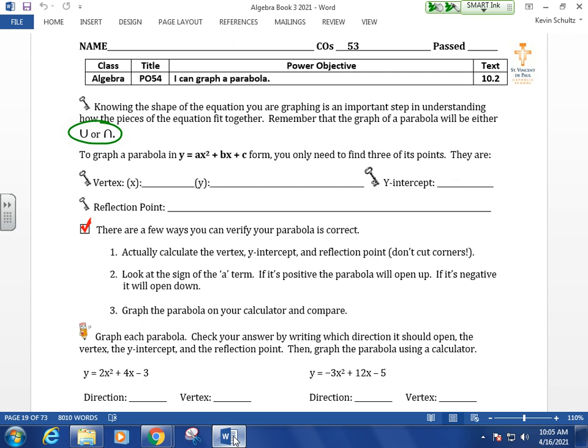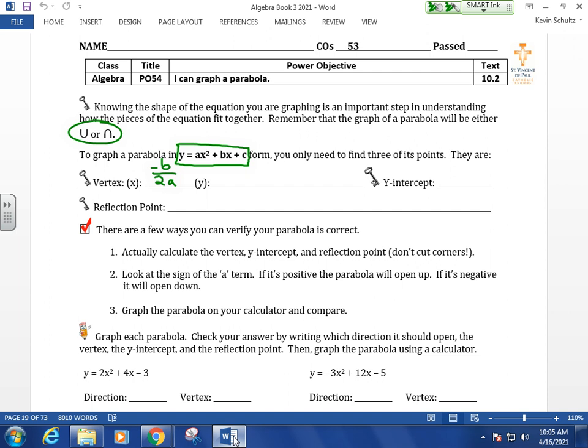So it's important to note that parabolas are in standard form, the same standard form we've been working with in PO49 and PO50 with factoring: y equals ax squared plus bx plus c. The vertex point uses a little formula. The vertex is an ordered pair, so it's an x and a y. The x value is found by taking negative b over 2a. Negative b over 2a. And where do b and a come from? They come from the values in our given equation.